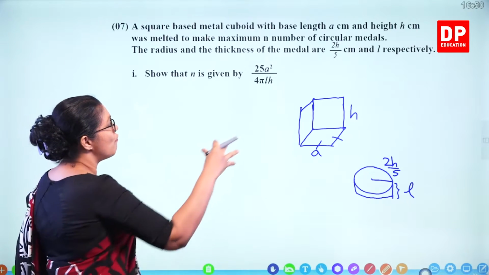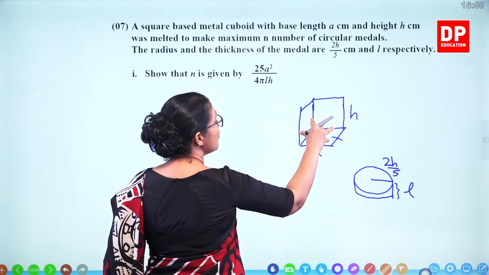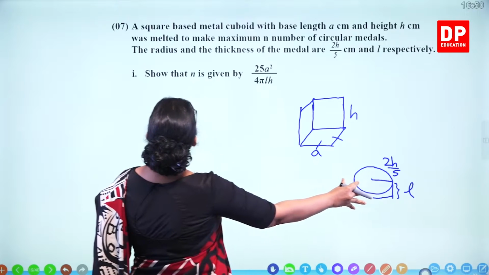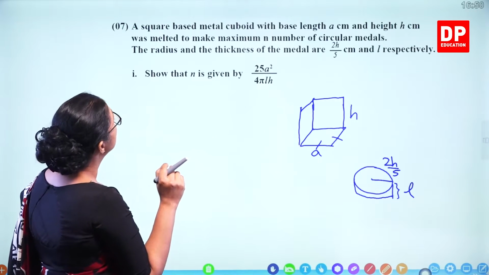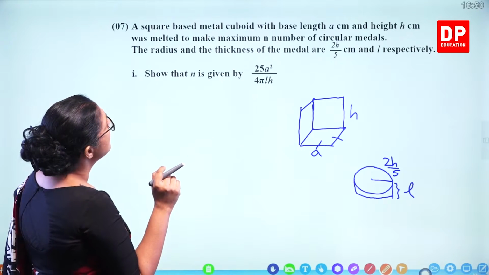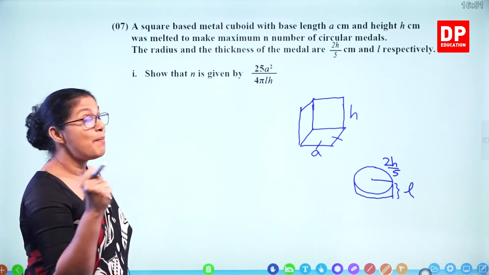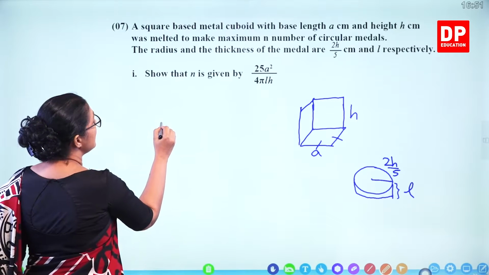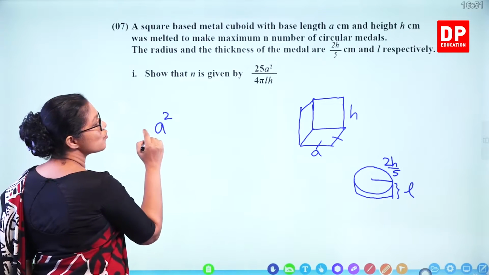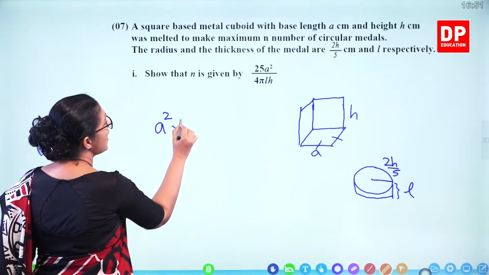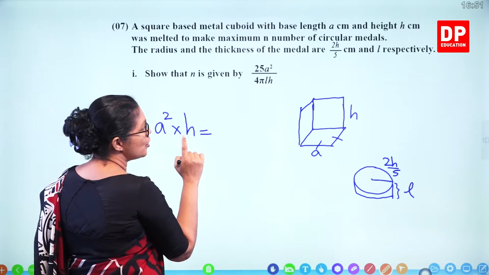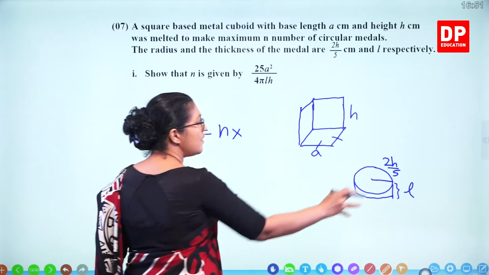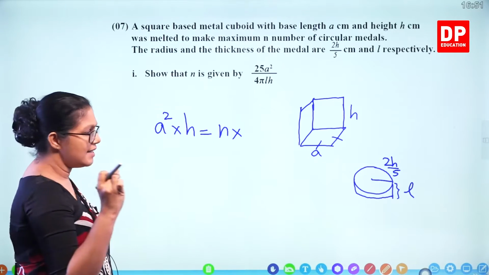So we can equate. The volume of this is equal to n medals of that. It says n, not 32, n medals. So what's the volume of the cuboid? A times A, that's A squared is the base area into height. That's equal to n of these cylinders, small cylinders like.